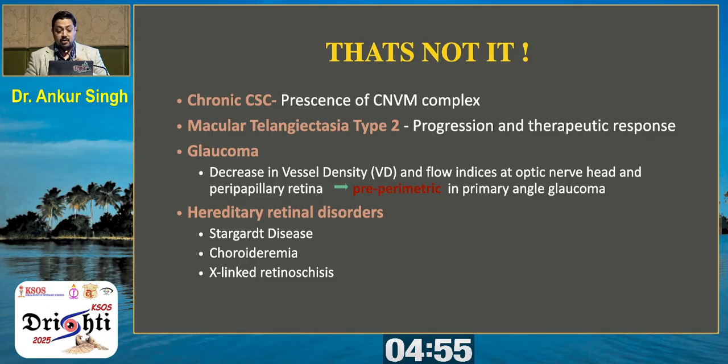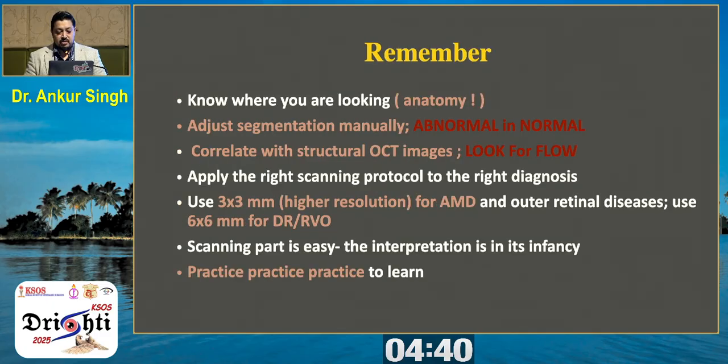That's not all, because with the help of OCT angiography, you can detect CNV, chronic CSC, you can identify MACTEL, it can help as a pre-perimetric test in glaucoma, as well as in various hereditary and retinal disorders. So how and why?